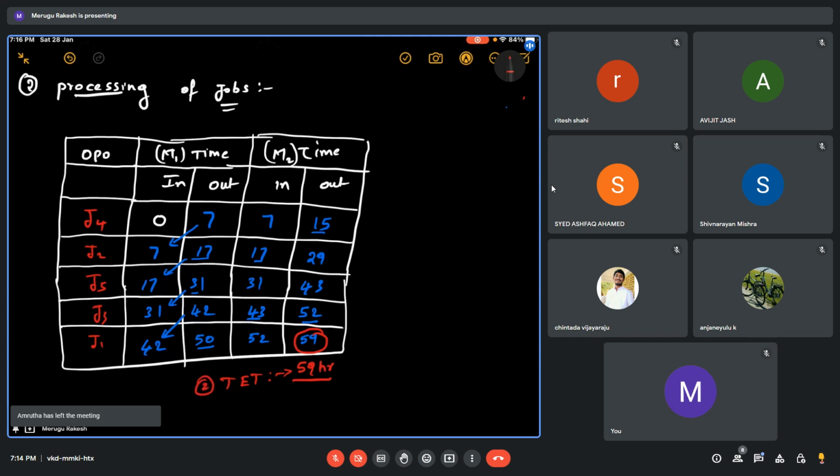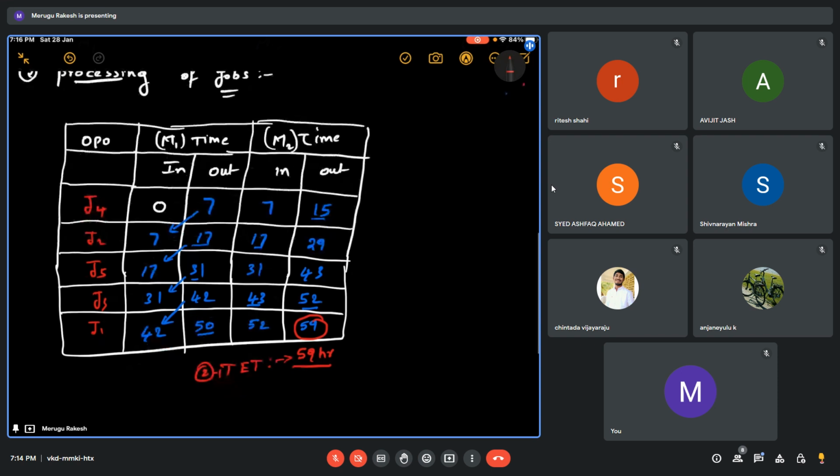This is the second one. Then we have to see the idleness time. This idleness comes by seeing these two values. Machine one will always be completely filled, because we will not see idleness 7, 7, 17, 17, 31, 31, because it's machine one, so every job will get loaded in this.